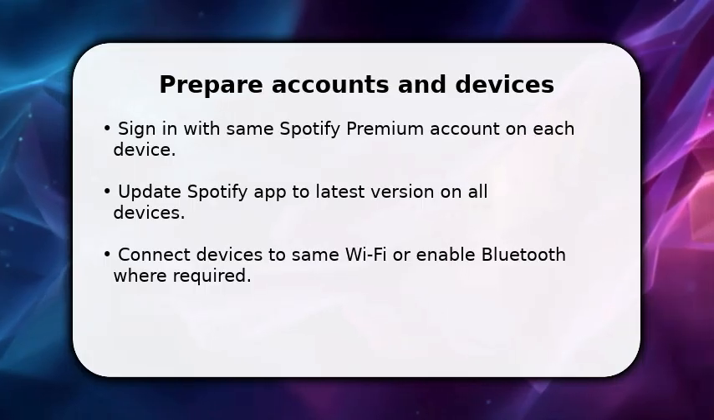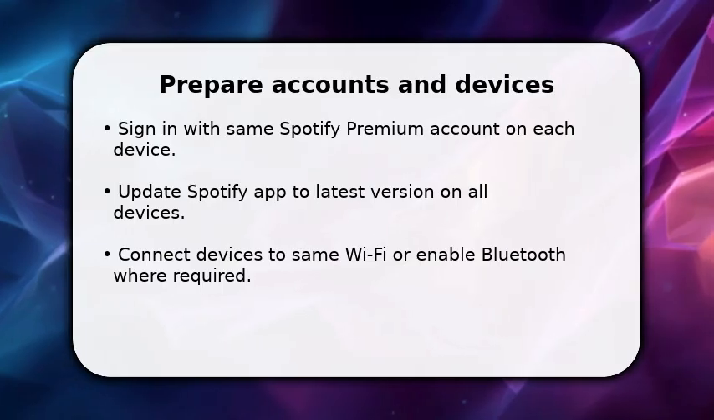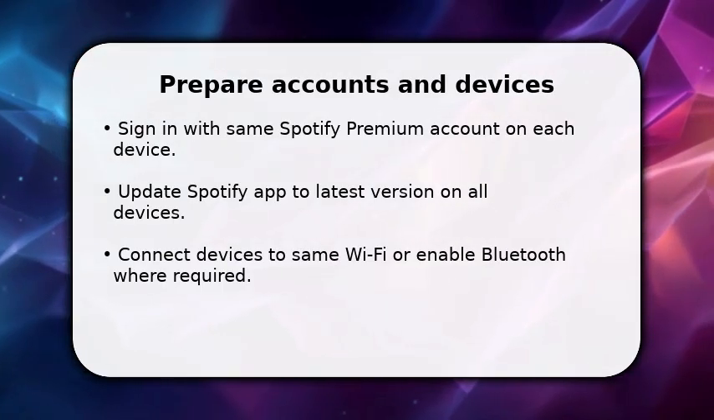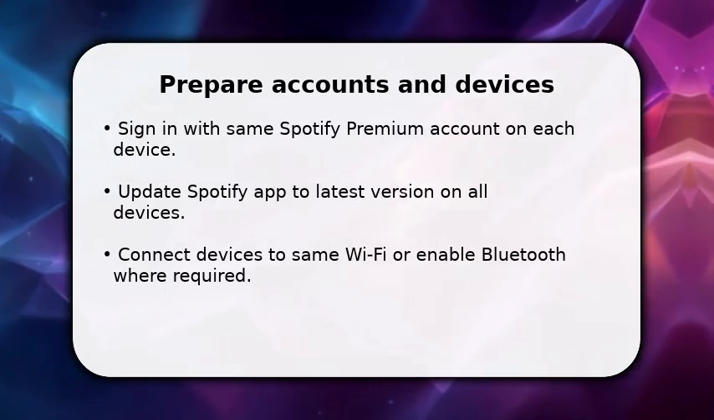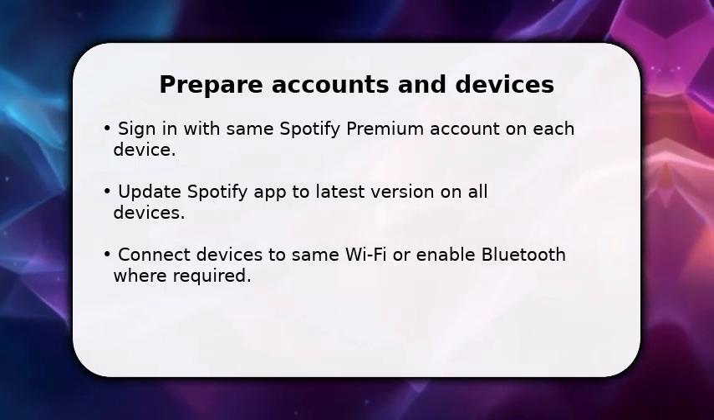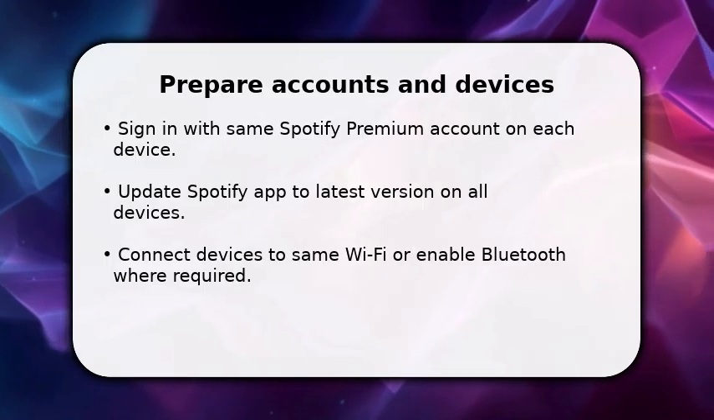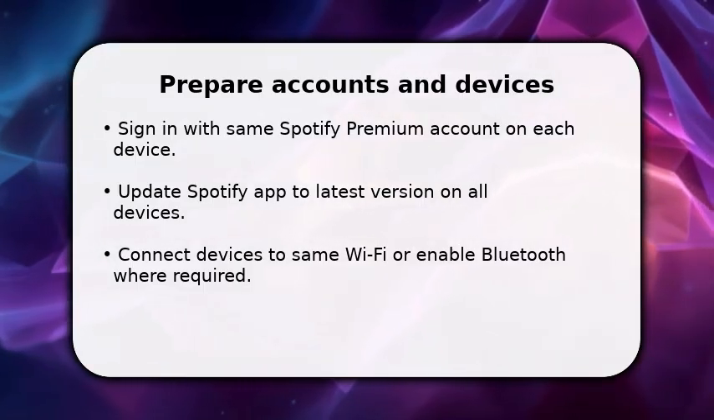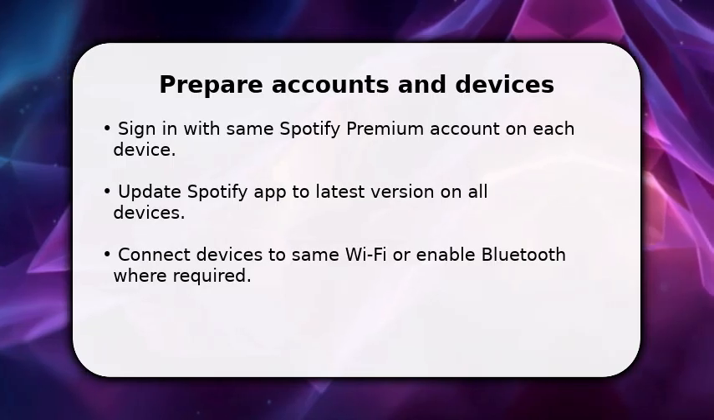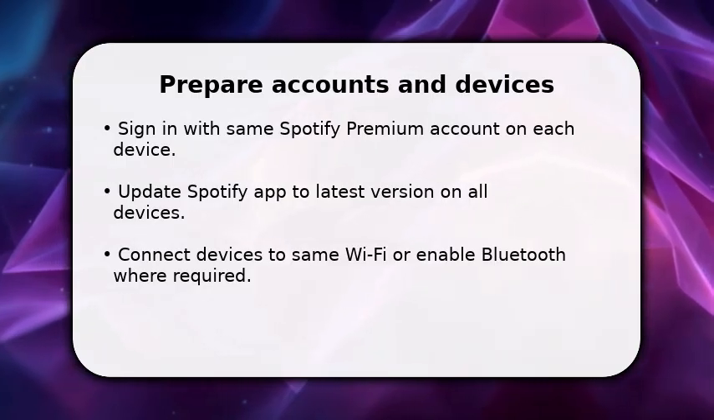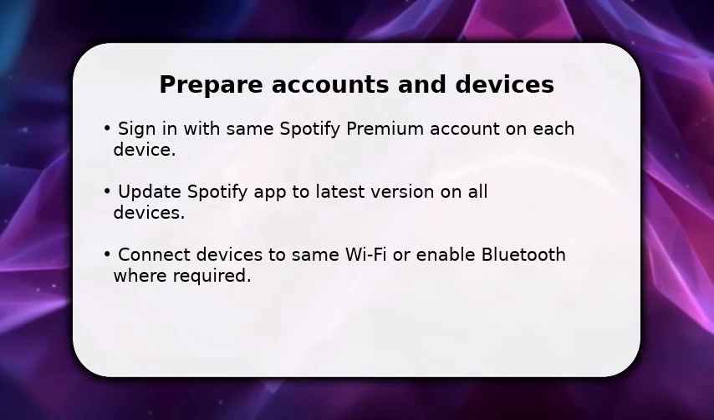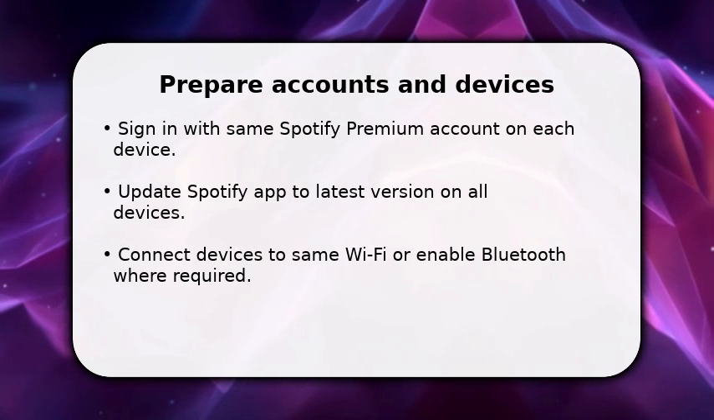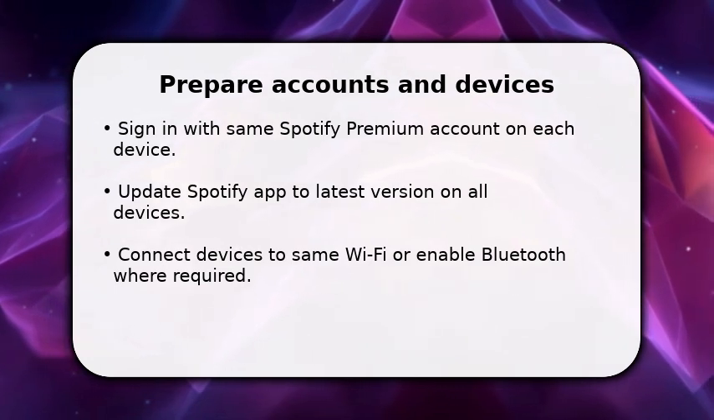You start by getting accounts and connectivity in order. Sign into the same Spotify Premium account on every device you plan to use, because only Premium supports multi-device control. Once signed in, update the Spotify apps so features match across platforms, and connect devices to the same Wi-Fi network or ensure Bluetooth is enabled for playback handoff. This alignment prevents version conflicts and network isolation. Make these checks now so the following steps proceed smoothly.